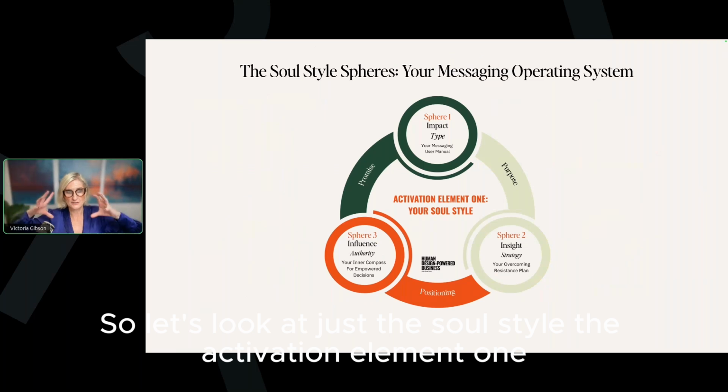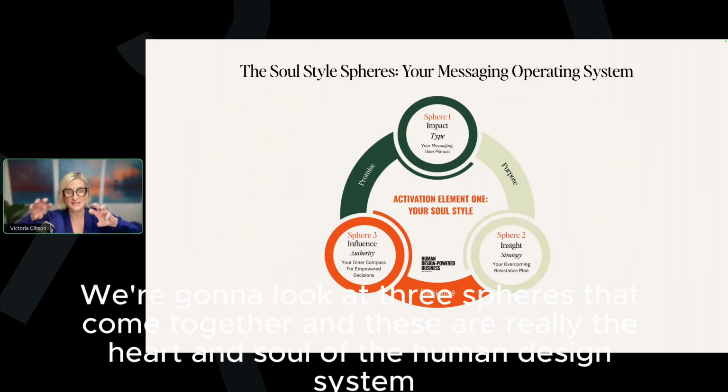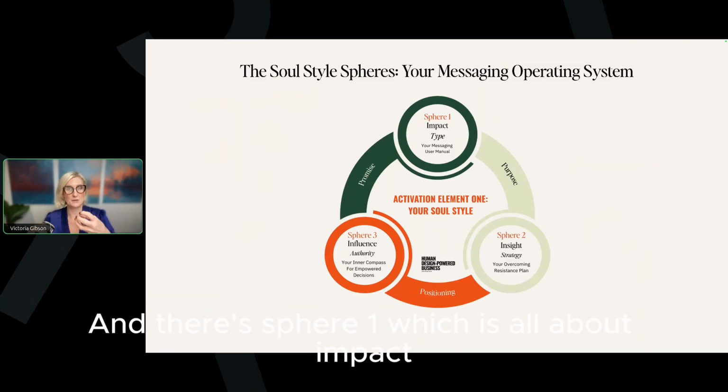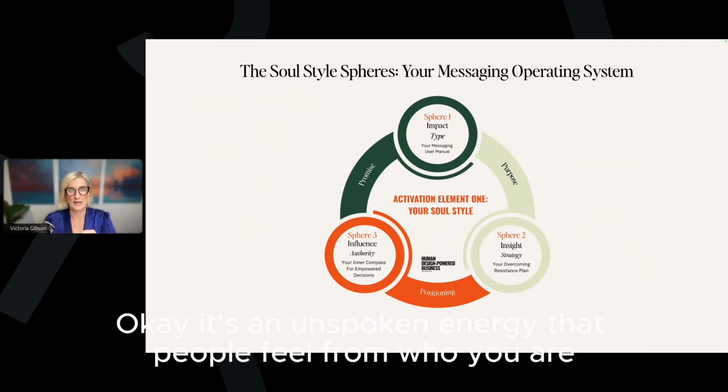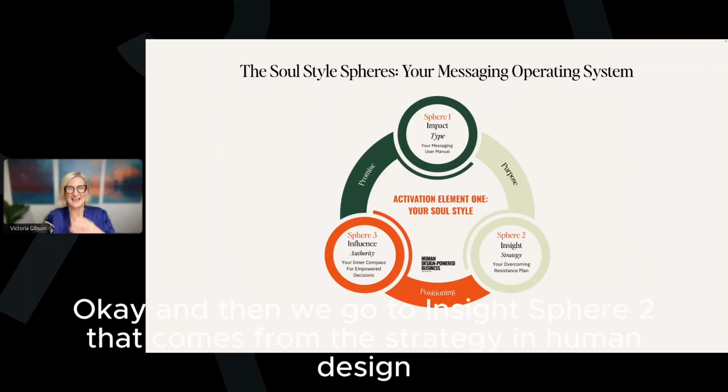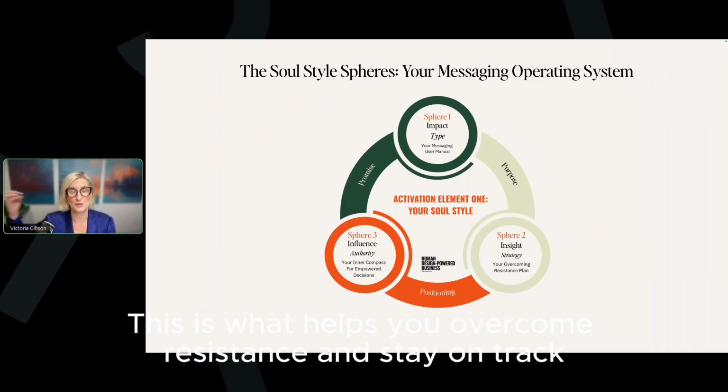So let's look at just the soul style, the activation element one. We're going to look at 3 spheres that come together, and these are really the heart and soul of the human design system. And there's sphere 1, which is all about impact. Okay, it's that unspoken energy that people feel from who you are. Okay, and then we go to insight, sphere 2, that comes from the strategy in human design. This is what helps you overcome resistance and stay on track.